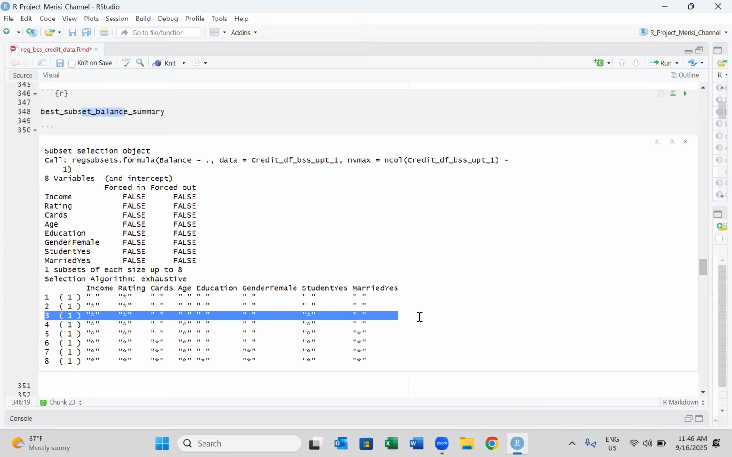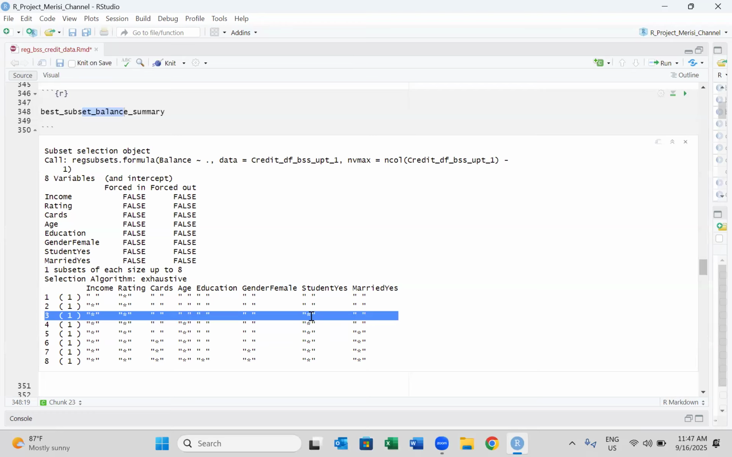Where do you see the asterisk at row 3? The asterisks are at income, rating, and student yes. Remember that student yes is a binary variable that takes a value of 1 when the person is a student and a value of 0 otherwise. So this is telling us that if you want the best equation with 3 predictors, you need to use income, rating, and student yes. So that's the information that this output is giving us.